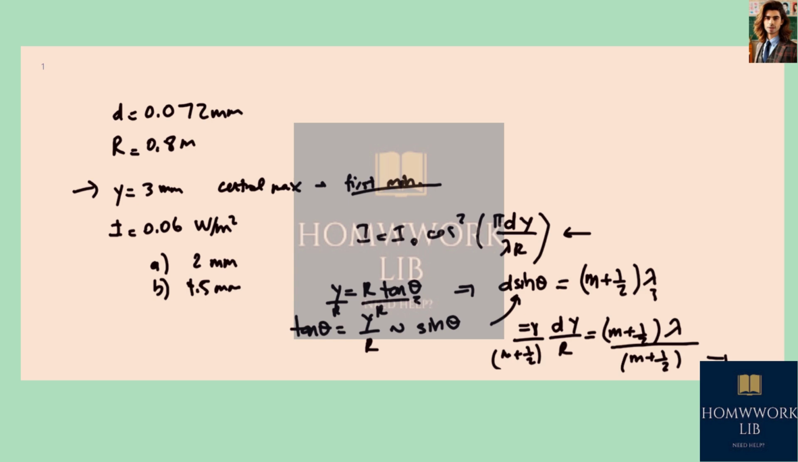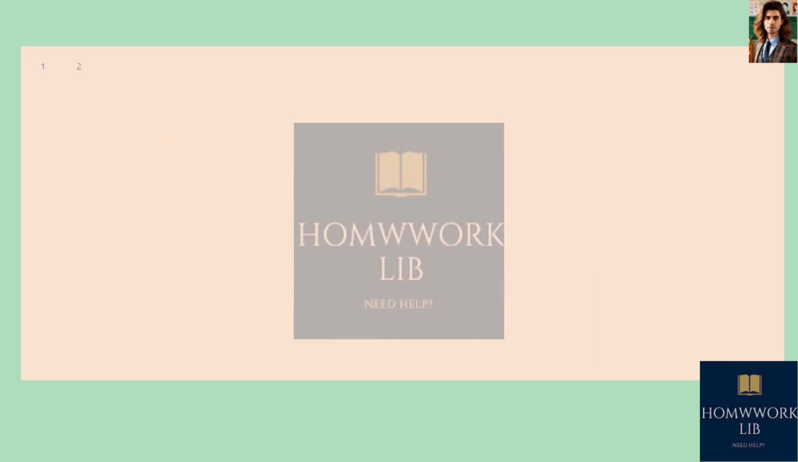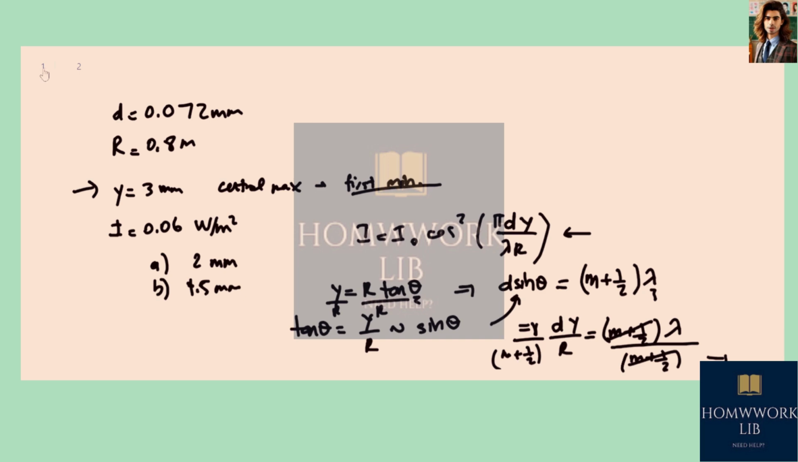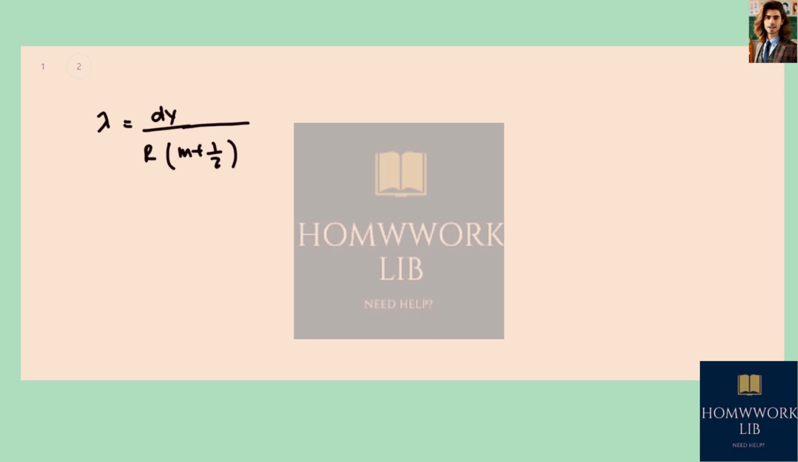What we have is going to be, these are going to cancel out. Lambda is going to be d y over r, m plus 1/2, right? d y over r, m plus 1/2. So we know that this is a minimum, so m is going to be equal to 0 for our case. So d times y over r times 1/2. So 2 d y over r. Let's plug in the values and find out what it is.